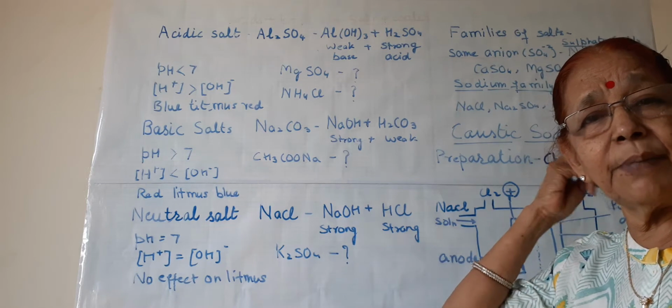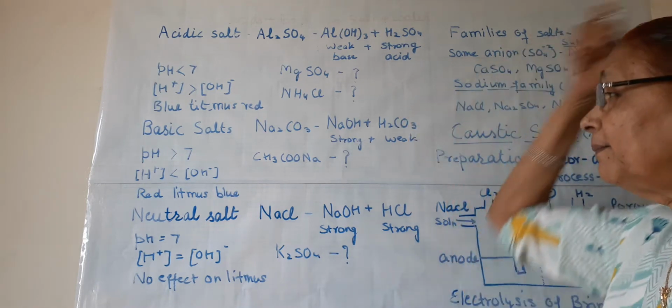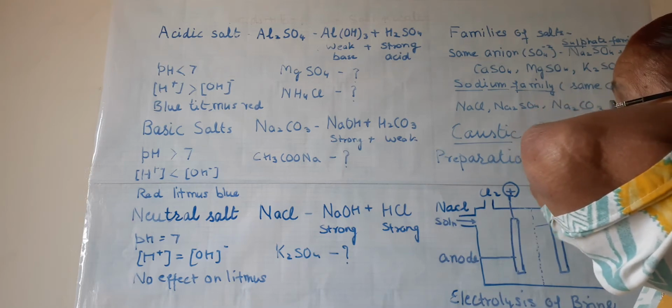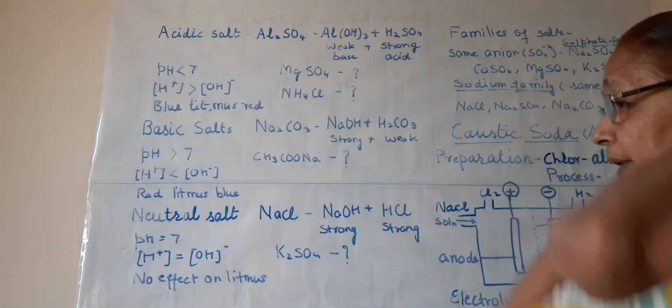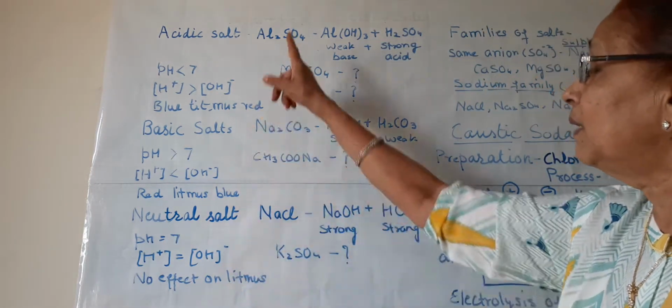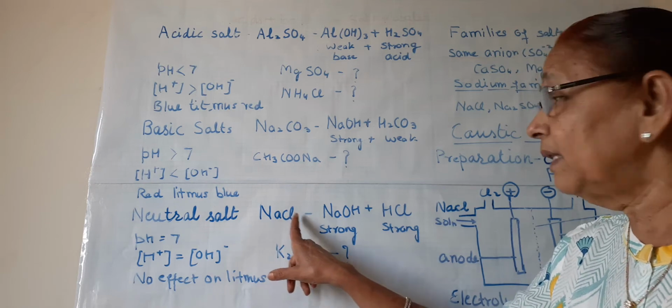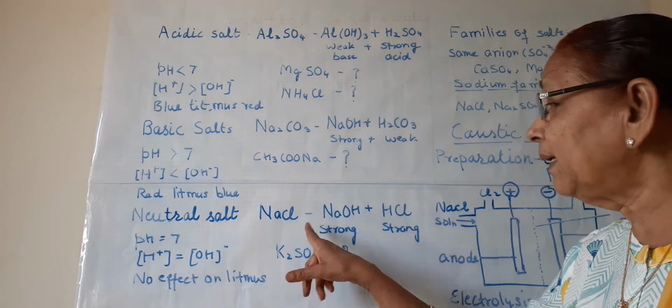Which acids and bases are being used to form this sodium acetate. So the next is neutral salts. An example is NaCl, sodium chloride, the normal table salt.